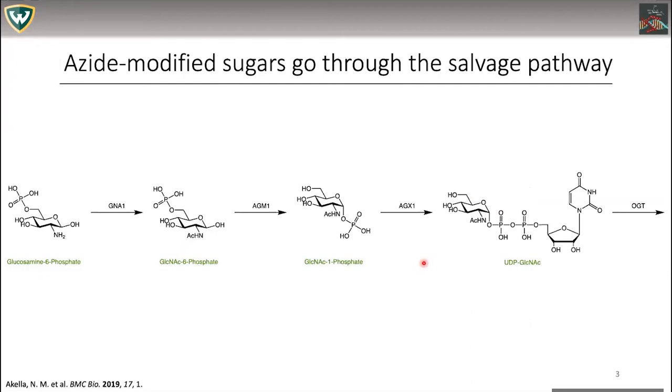With the azide modified sugars, they can enter the pathway at varying points. So if you have the azide at the 6th position, you can't put a phosphate there. And so that can only enter the pathway here to get 1-phosphorylated, which makes it quite a bit slower. Whereas GlcNAz has the 6 and the 1 positions free. And so it just gets recognized as GlcNAc and can be taken up into the 6-phosphate and the 1-phosphate.